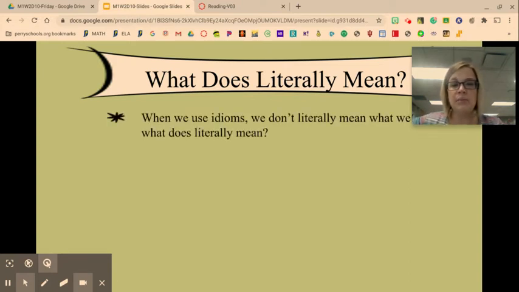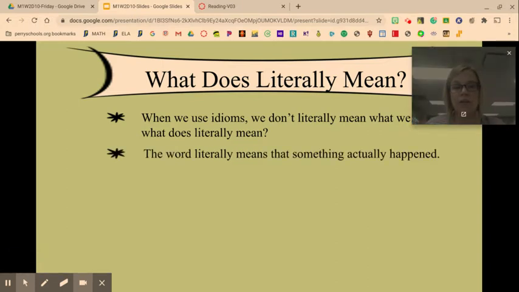When we use idioms, we don't literally mean what we're saying. The word literally means something is actually true. So if it's raining really hard, we would say literally, that's what's happening. Whereas if we said it is raining cats and dogs, that's not a literal thing. It's not actually happening.